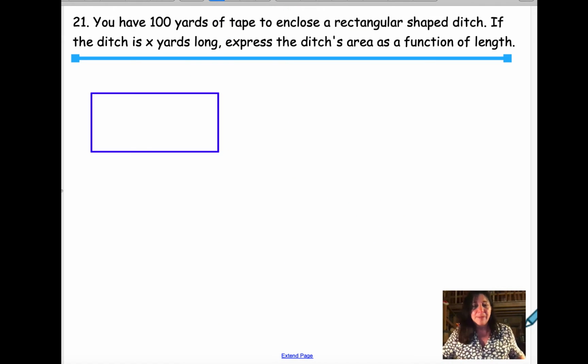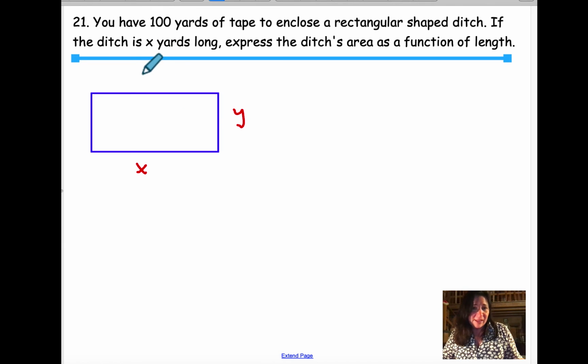You can. Okay, this one right here, love the fencing with the cows and stuff like that, right? You have 100 yards of tape. All right, to enclose a rectangular shaped ditch. If the ditch is x yards long, express the ditch's area as a function of length. Well, it's a rectangular shaped ditch, and we don't know what this length is, do we? No. But what we do know is that this distance all the way around is going to give us 100 yards of tape.